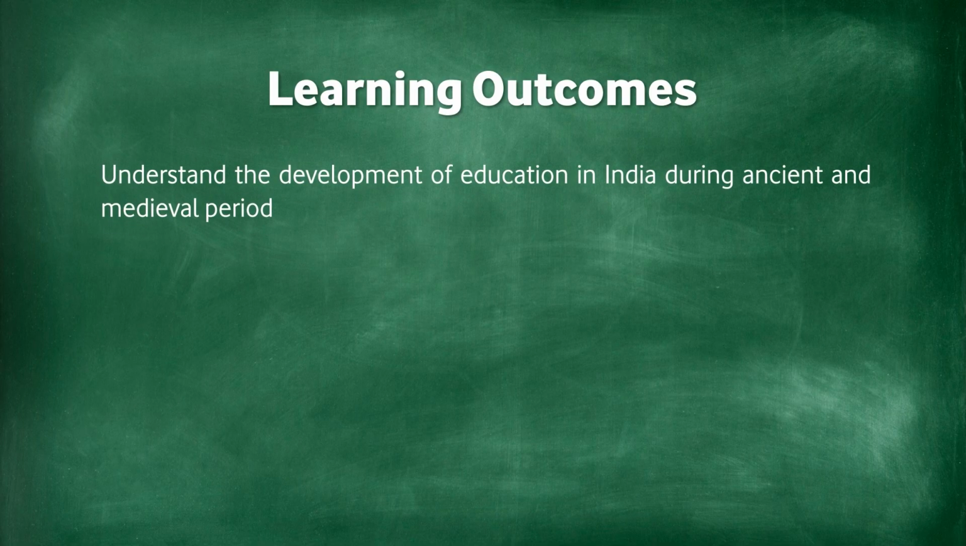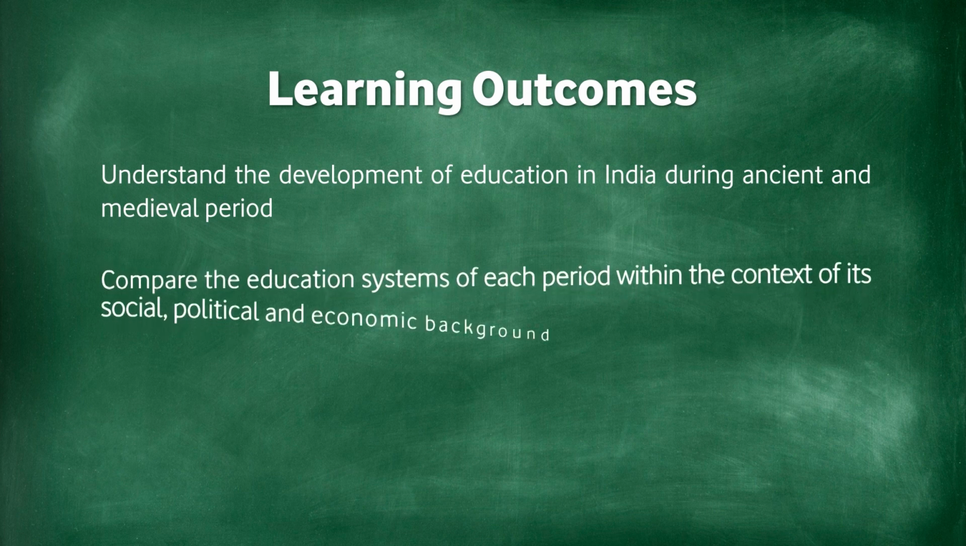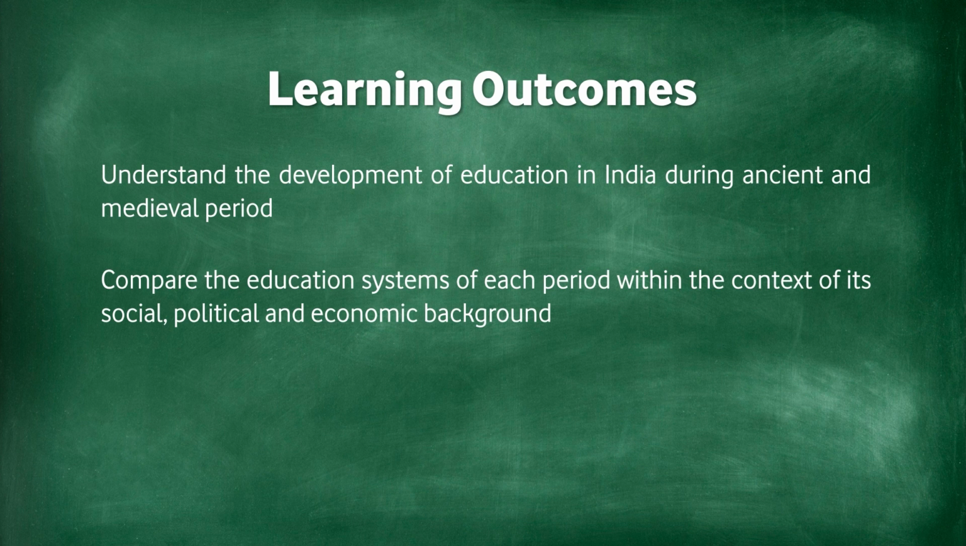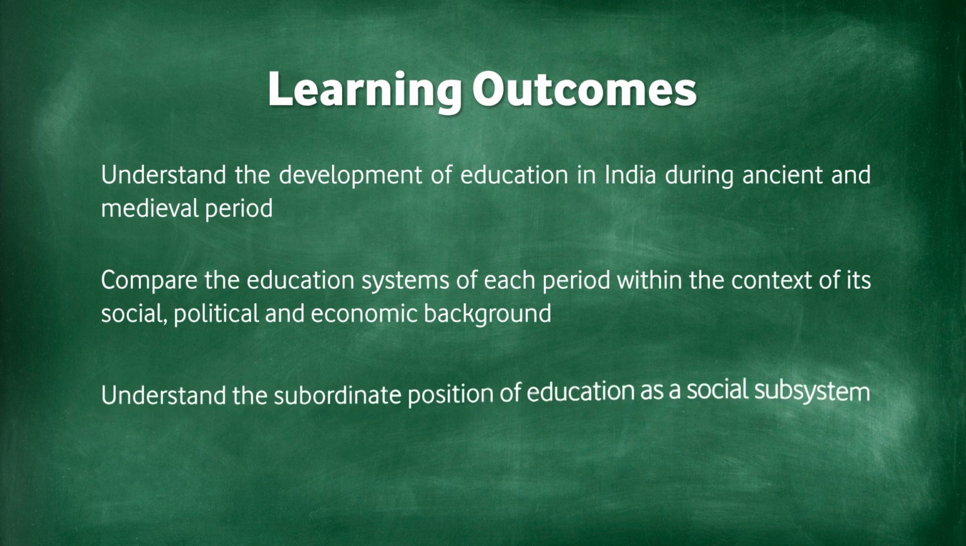Let me go through the learning outcomes of this particular area of Unit 5. After completing this video lesson along with the course material provided to you, and by referring to different resources online as well as offline, the learner will be able to understand the development of education in India during ancient and medieval periods, and compare the education system of each period within the context of its social, political and economic backgrounds. They will also get an idea about the subordinate position of education as a social subsystem.